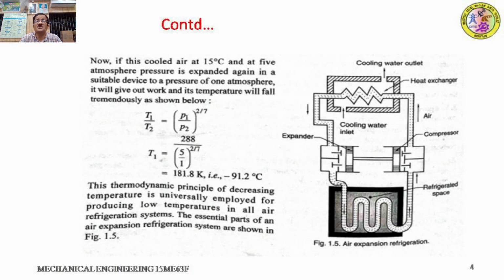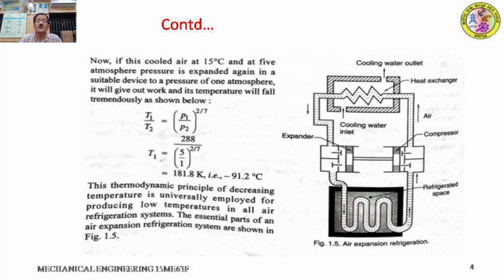Then the temperature of air is reduced back to the original air supply temperature to the compressor, but pressure is still 5 atmosphere, and that air is taken to the expander. And in the expander what happens, that air is expanded up to 1 atmosphere.